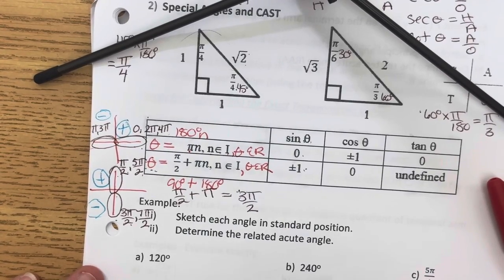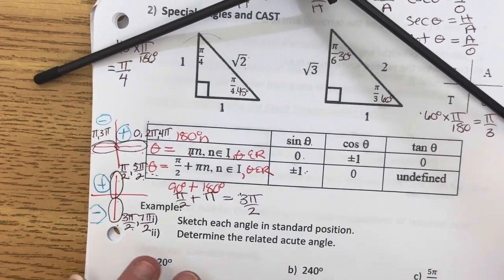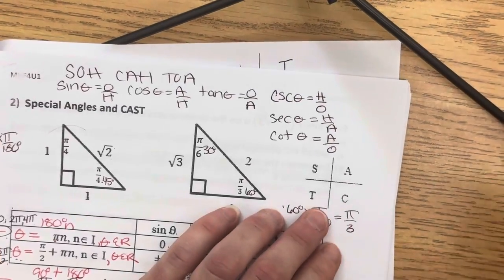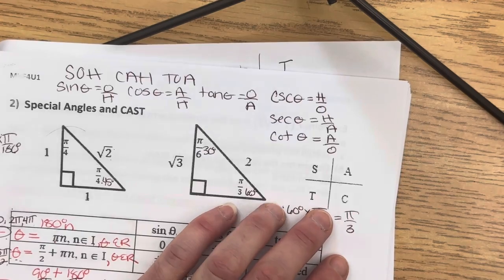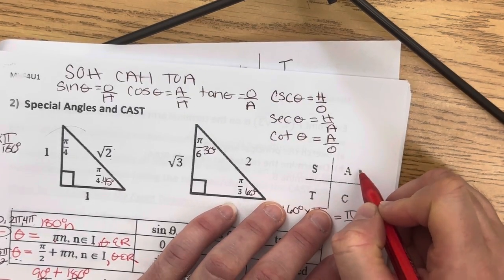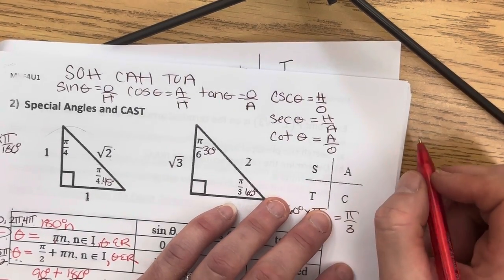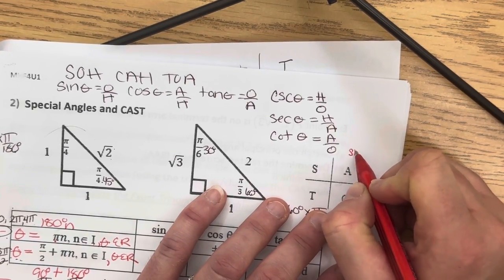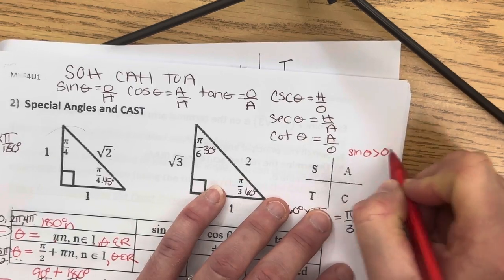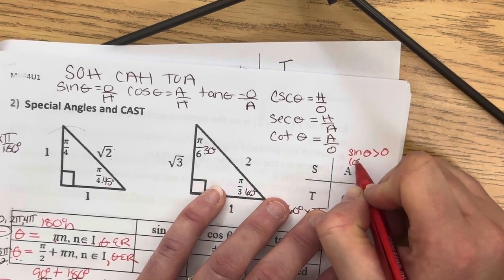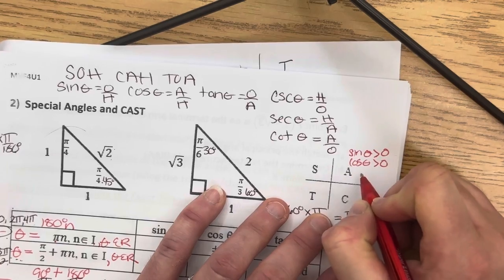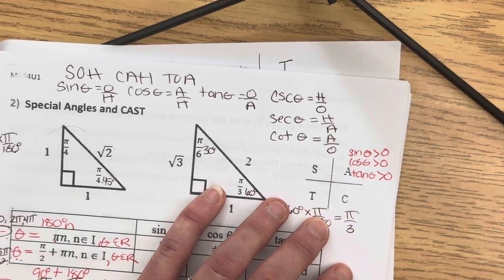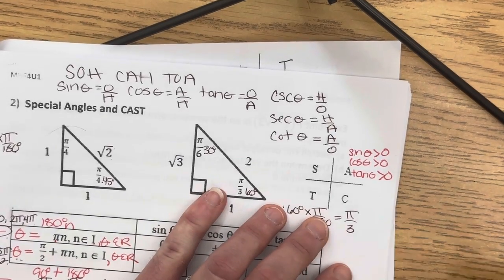What else? There is so much more information. Let's go up here to the CAST rule. We also have to integrate the CAST rule. If you can remember back, all of the ratios in the first quadrant are positive. So if I take the ratio of sine of an angle, it's going to be greater than 0. Cosine of the angle is greater than 0. And tan of my given angle, the ratio will be greater than 0. It's going to be a positive value.